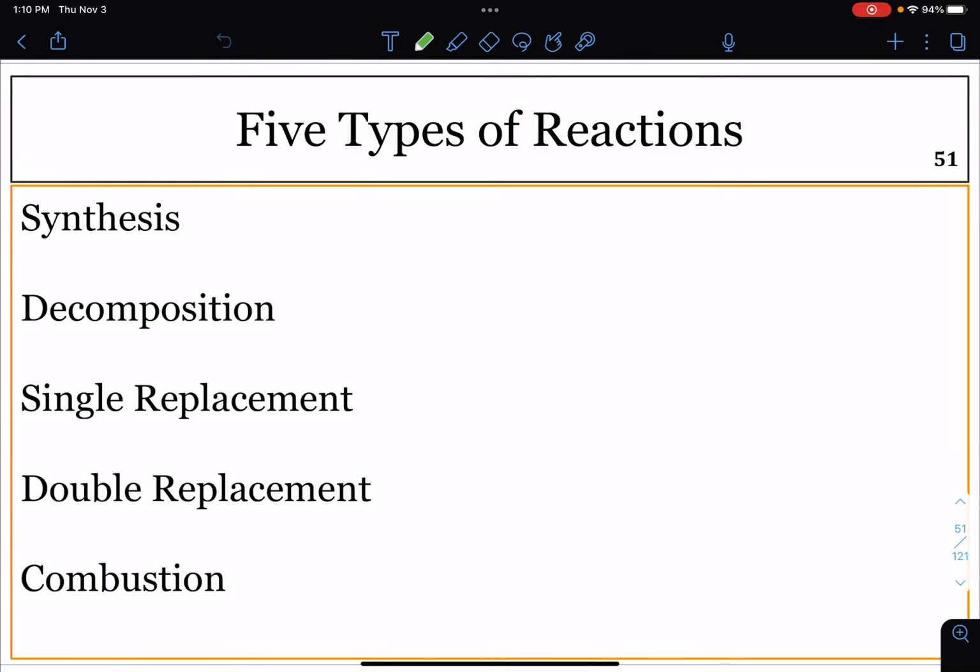In 4.2, we will learn how to identify chemical reactions as one of these 5 types. We will go over each type with examples.